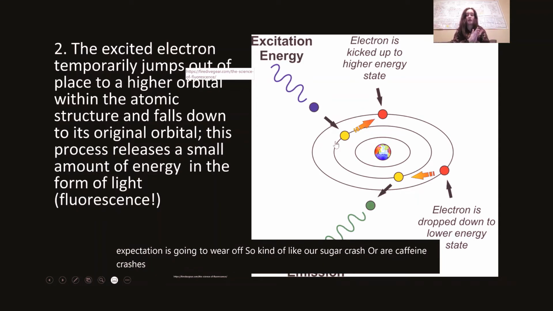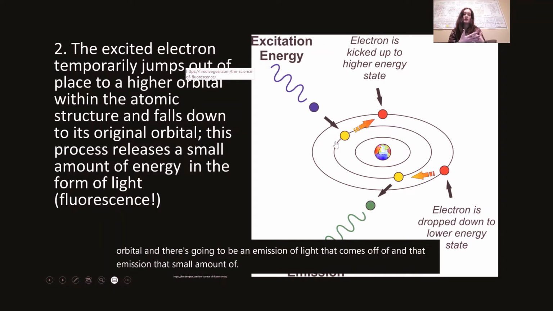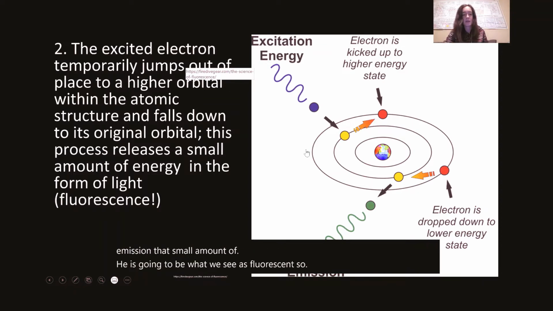It's going to come back down to its original orbital, and there's going to be an emission of light that comes off of that. And that emission, that small amount of energy, is what we see as fluorescence. So that's how fluorescence works.